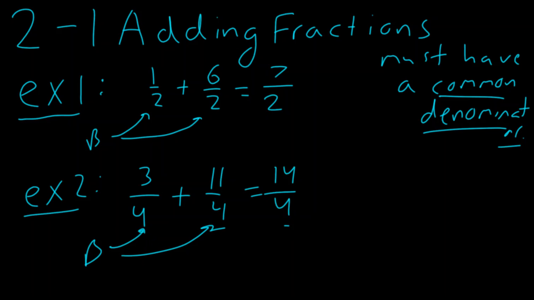Now what about 14 over 4? What can 14 and 4 both be divided by? Well, they can both be divided by 2, because they're both even numbers. 14 divided by 2 is 7, and 4 divided by 2 is 2. And so this, of course, reduces to 7 over 2. I would encourage you to pause the video, finish taking any notes that you need, and let's move forward.